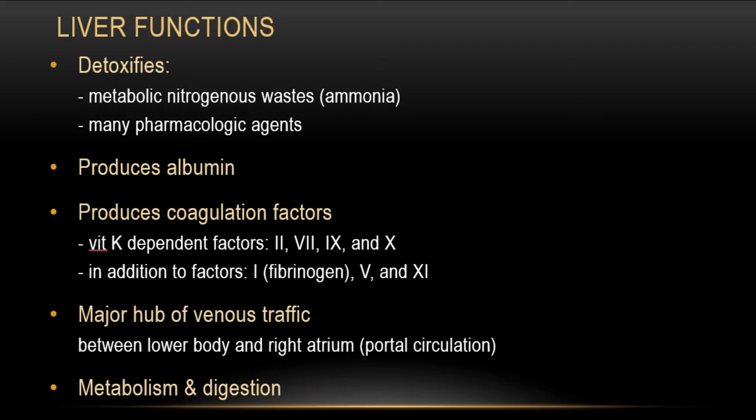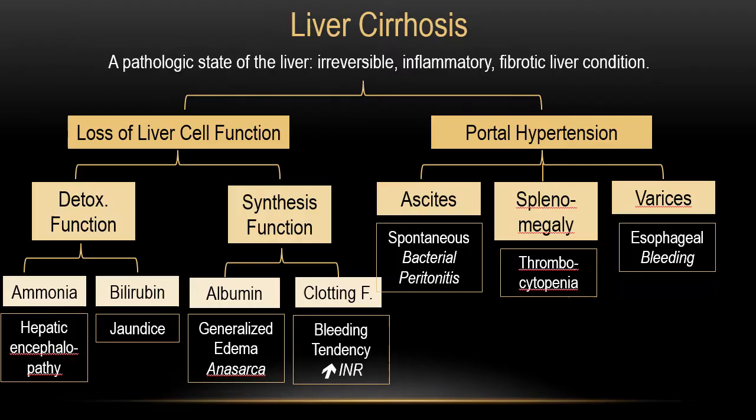Also, the liver synthesizes most of the clotting factors. As a matter of fact, all the clotting factors except factor 8 are made in the liver. So when you have a liver problem, you're not going to be able to synthesize clotting factors, and you are going to have coagulopathy, a bleeding problem. So when we think of the pathophysiology of liver cirrhosis, it is a pathologic state of the liver.